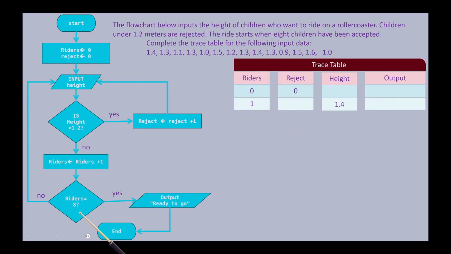1. Then we go down and check again: is rider equal to 8? So rider is not equal to 8. So this condition is no. We go back again here. Ask the user to input the next value. Next value is what?